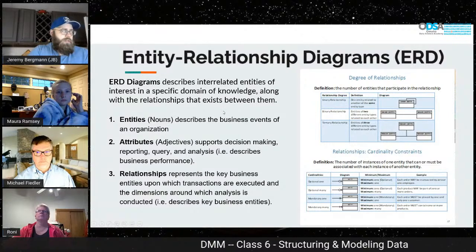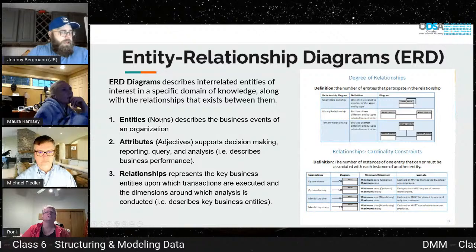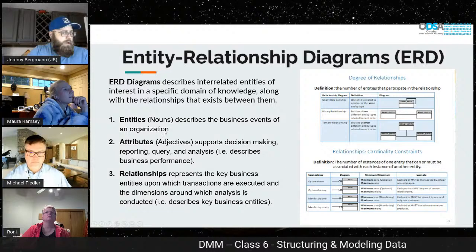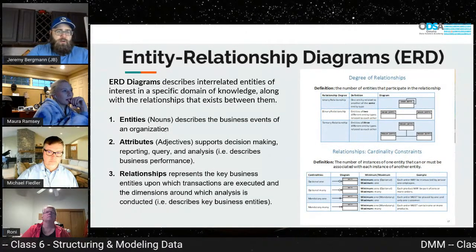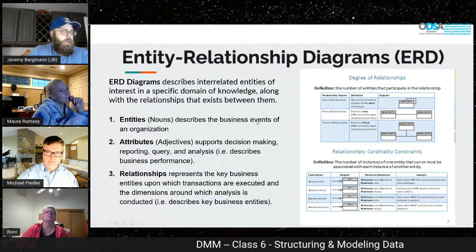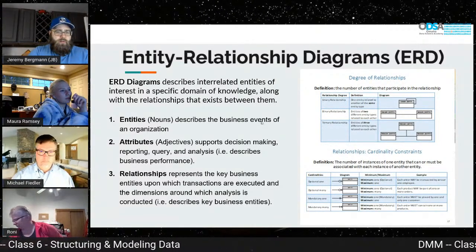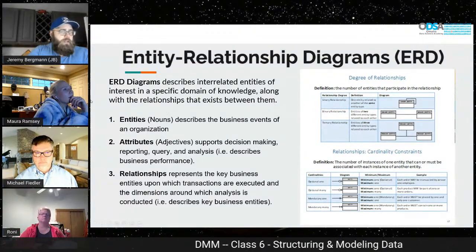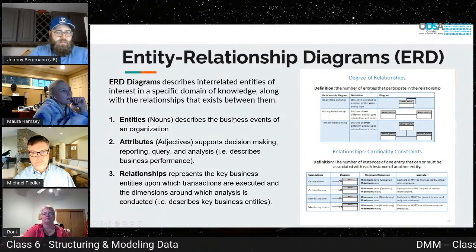Right, so there are three parts to entity relationship diagrams. There are entities, which are the nouns that describe the business events of an organization. These nouns are really like the tables that you would create. So you'd have, for example, customers. And when you say business events, it's like customers, and then what events do the customers actually do? Or how do you want to describe or define a customer? And then the relationships between them are kind of like the transactions or the business events that occur.